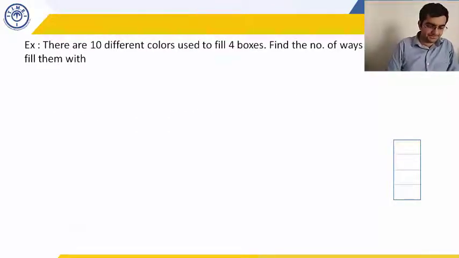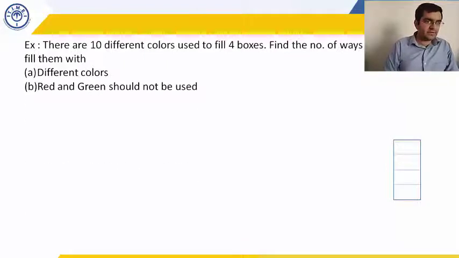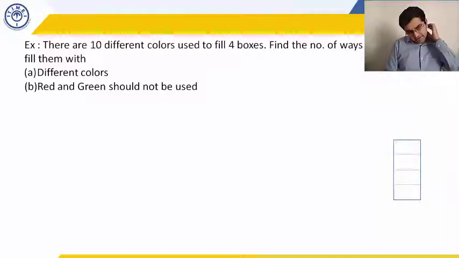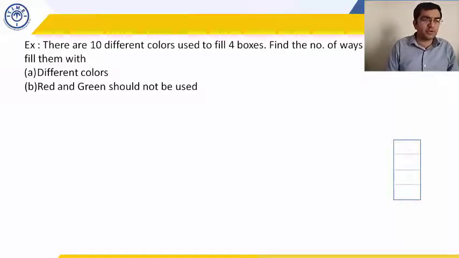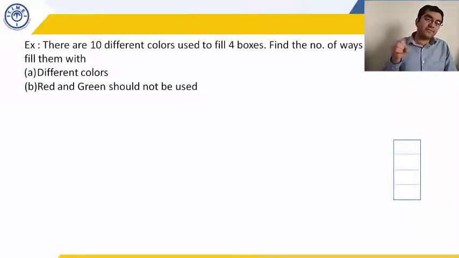We remember this question, and I'm going to take the first two parts. Now, here, we had all the colors and we were arranging 4 of the colors. So the first box could be filled in 10 ways, second box in 9 ways, third box in 8 ways, and fourth box in 7 ways. Can I say that out of these 10 colors, I need to select 4 colors, and then I need to arrange those 4 colors in these boxes? Are you getting what I'm saying? Select 4 colors and arrange them in the boxes.